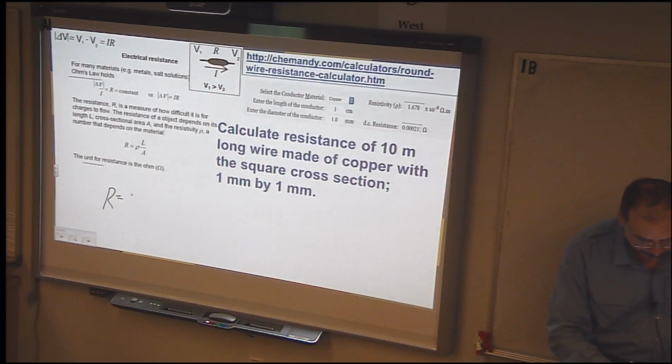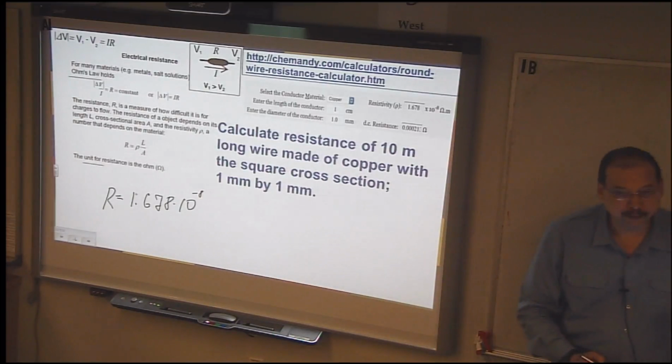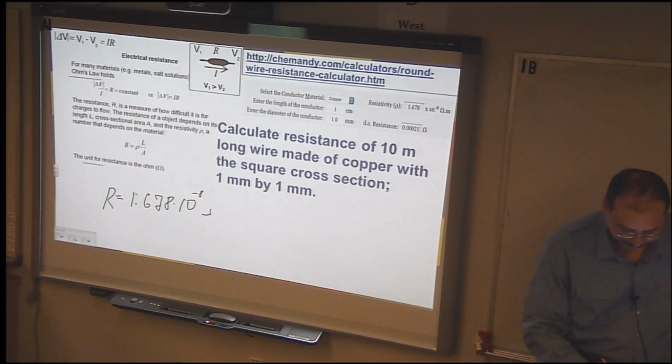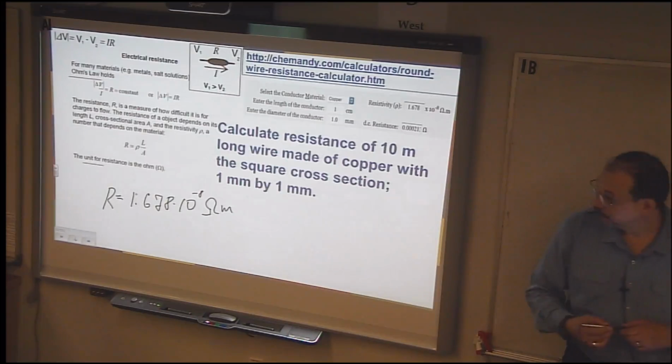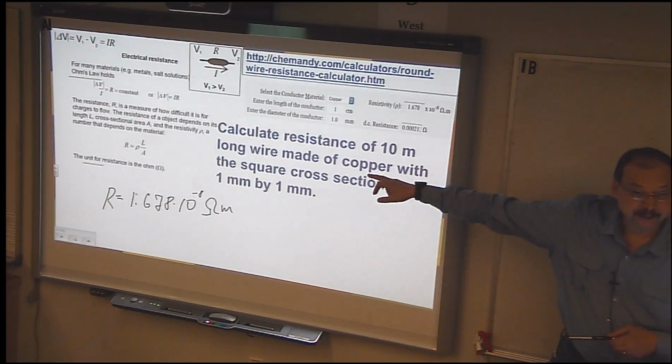1.678. Copper has a very low resistance. 10 to the -8. This is the unit, which of course comes from that equation.